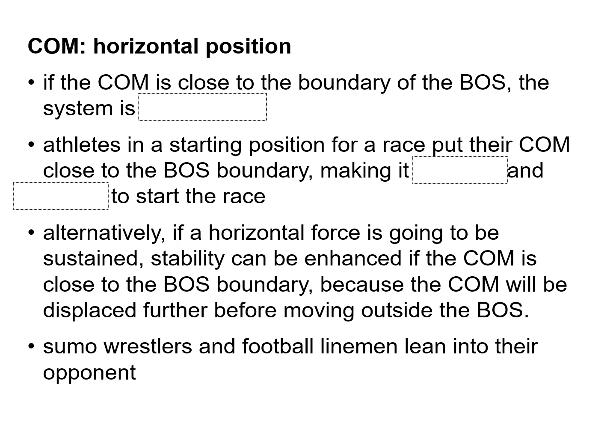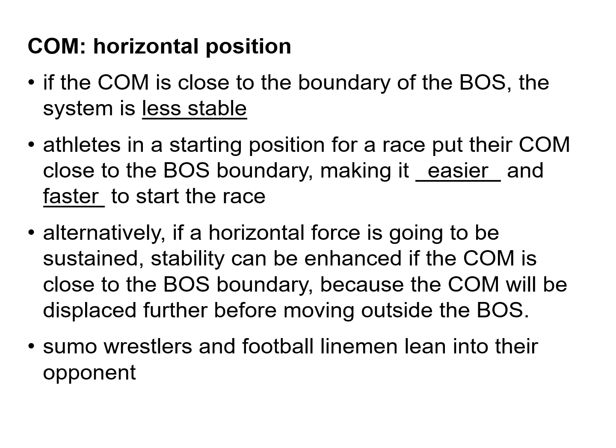So let's look at some of the positions of our center of mass. If the center of mass is close to the boundary of the base of support, we consider the system to be less stable. So athletes in a starting position for a race, let's say sprinters lining up at the starting blocks, put their center of mass close to their base of support boundary, making it easier and faster to start the race. They're less stable, but because their center of mass is so much more forward, they can start the race quicker.